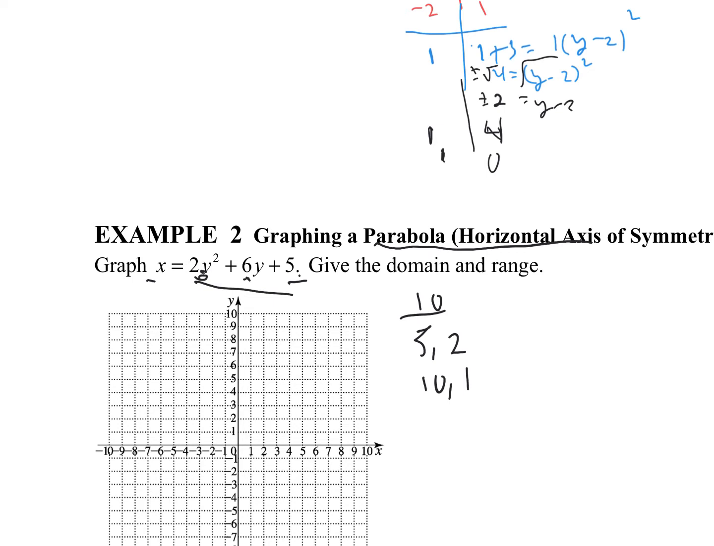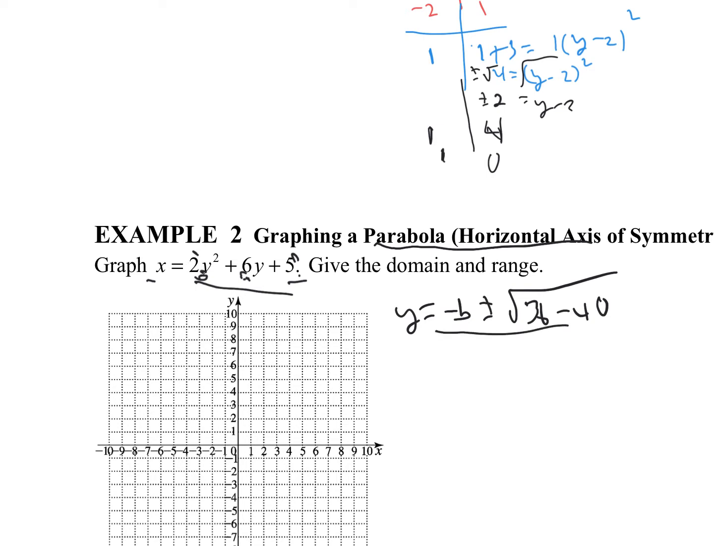Hey, I got an idea. We could do quadratic formula. We could do completing the square. Let's complete the square for old time's sake, or I'll do them both ways. We'll do quadratic formula. y will be the opposite of b, which is minus 6, plus or minus the square root of b squared, 36, minus 4 times ac, that's 10, so minus 40, all over 2a, which would be 4.